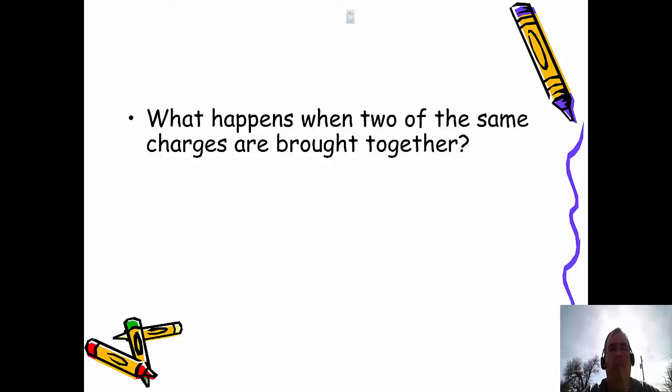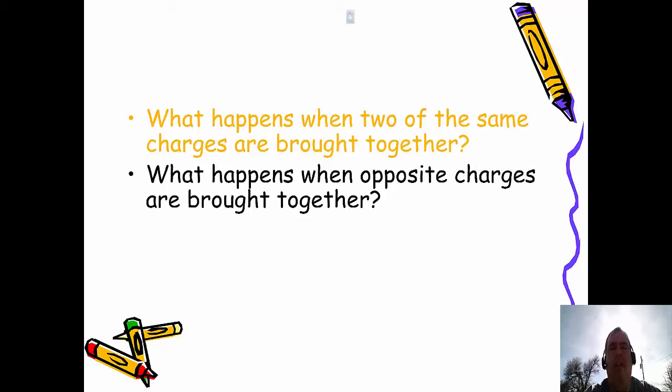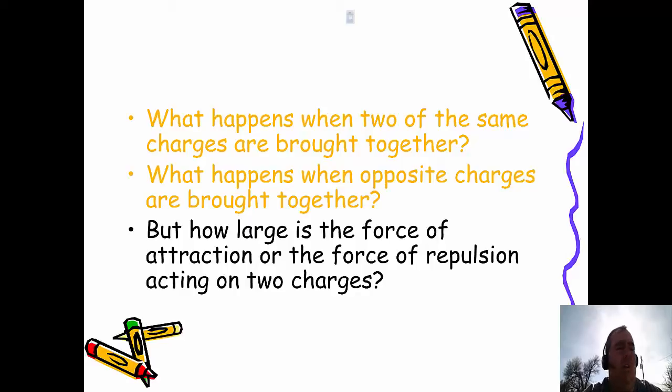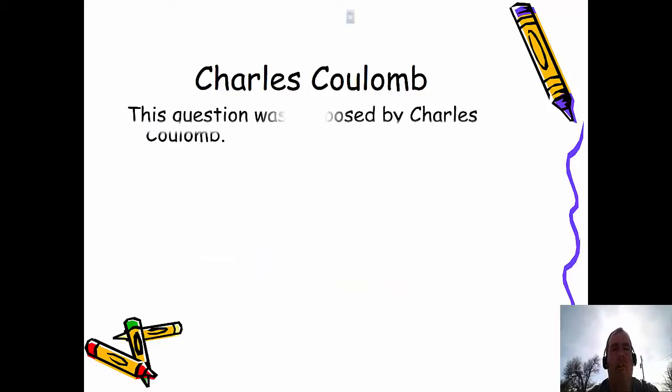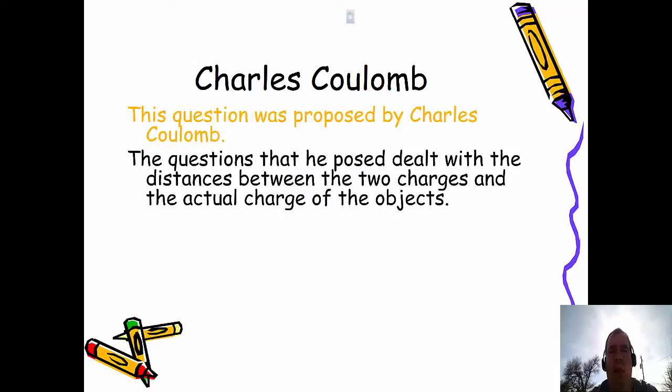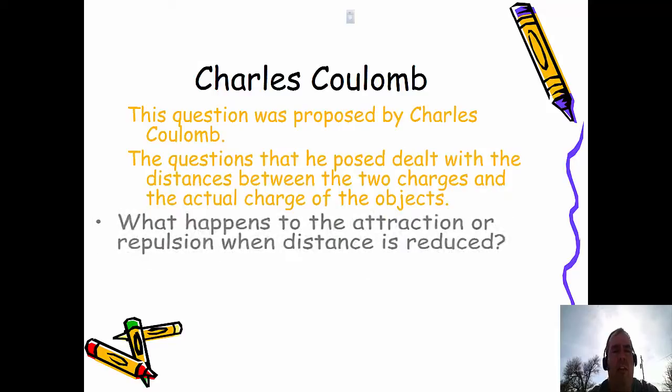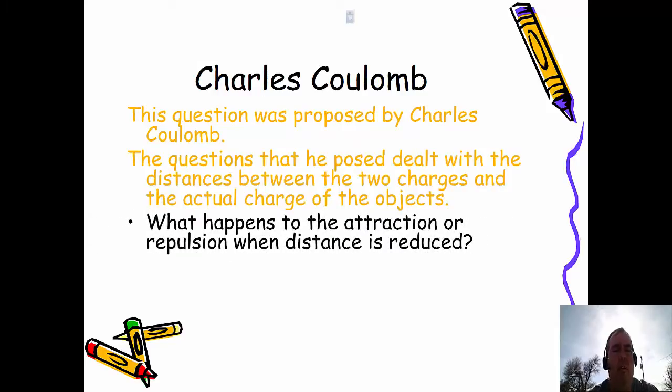What happens when two of the same charges are brought together? Well, we found out that those charges end up repelling one another. What happens when we have opposite charges, or a charge and a neutral object? Those are going to attract one another. But how large is that force of attraction or repulsion acting on those objects? That was proposed by Charles Coulomb. Charles Coulomb wanted to know the relationship that existed between charges and force, so it dealt with those charges and the distance between them.